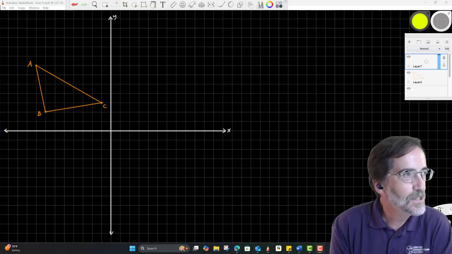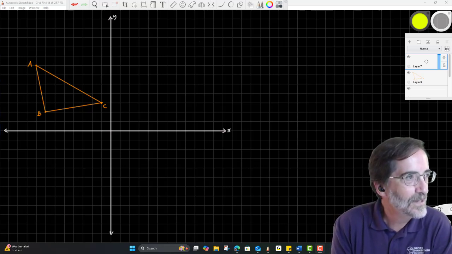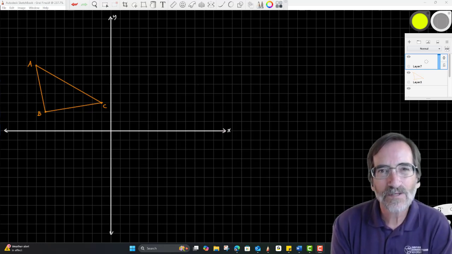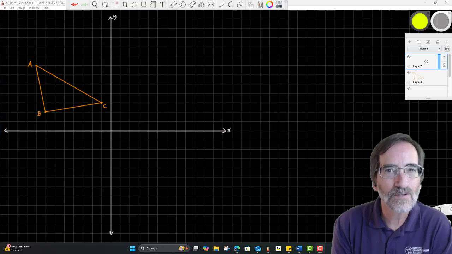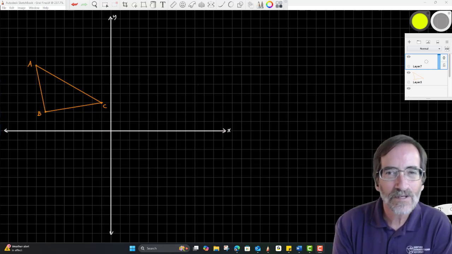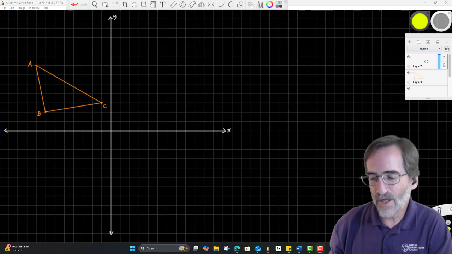All right, this is Geometry A, Unit 4, Lesson 11, Making Predictions with Transformations. There's not a lot of actual new material in this lesson, but it's asking you to summarize and use what you've learned so far to make predictions. In this particular case, I'm going to give you two cases.